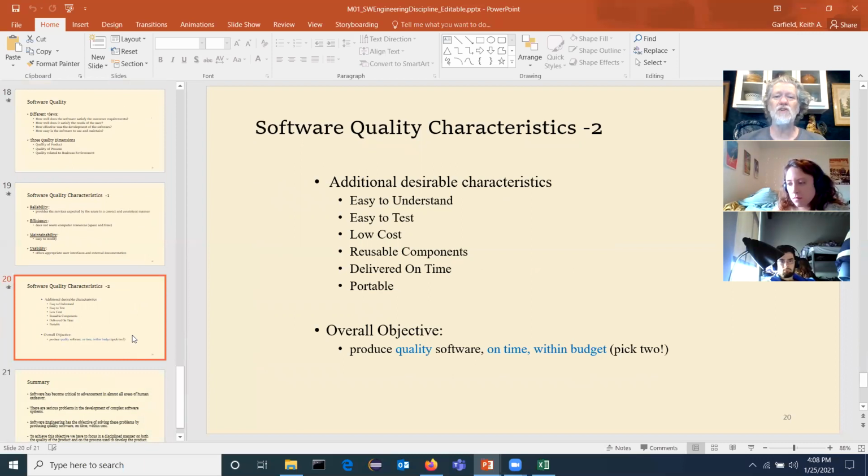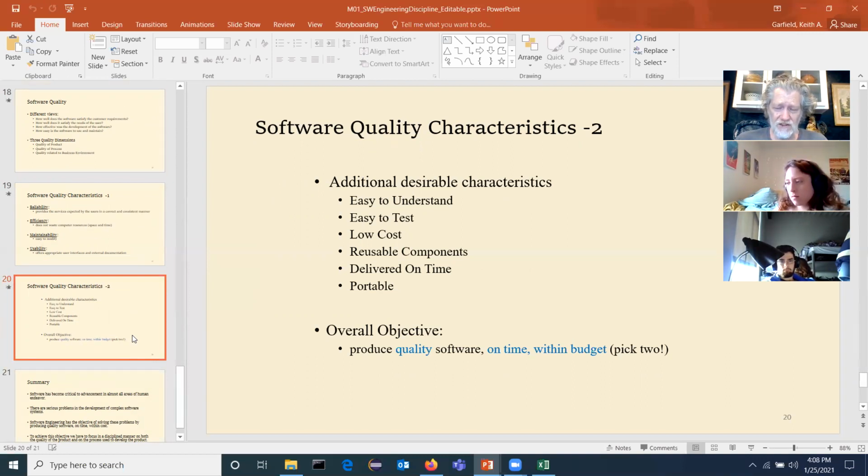Additional ones. Now, these are the ones we're going to be interested in, I think. Easy to understand, easy to test, low cost. Well, other than your time, it's free. Reusable. Now, that one, I don't know, for your projects may not be something that we can deal with too much.